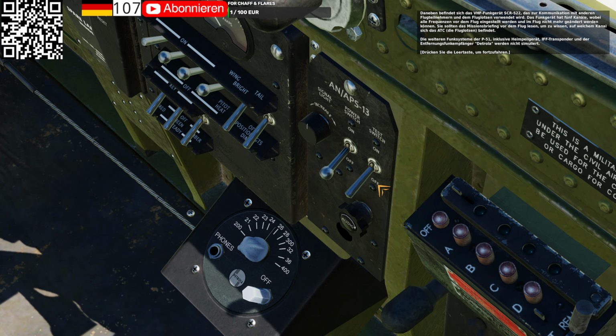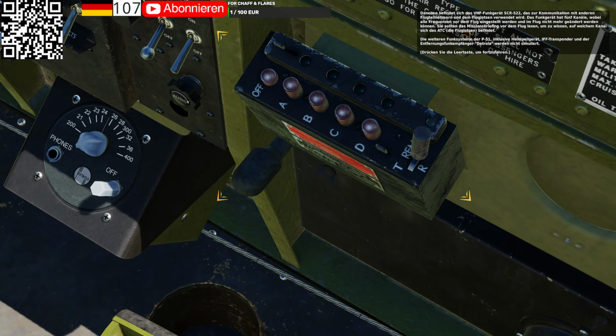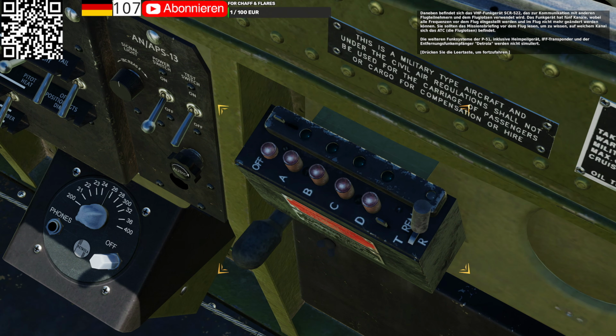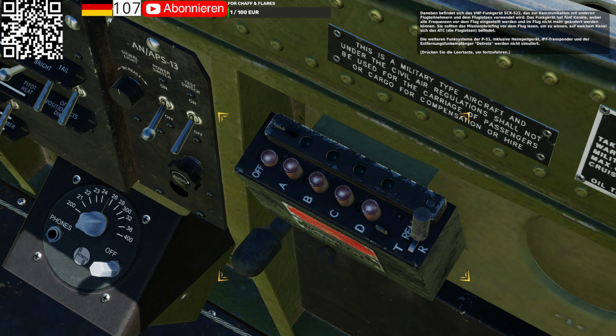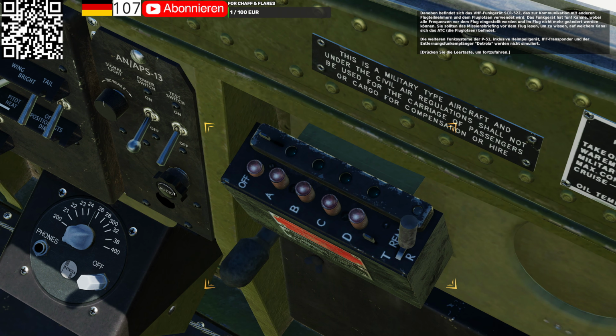Next is the SCR-522 VHF radio, used for communication with flight members and air traffic controllers. The radio features 5 channels, the frequencies for which are preset and cannot be changed in flight. You should consult your mission briefing prior to starting a flight to ensure your radio is set up to contact ATC towers in your vicinity. The remaining radio systems of the P-51, including the homing adapter, IFF transponder, and Detrola range receiver, are not functional in this aircraft.